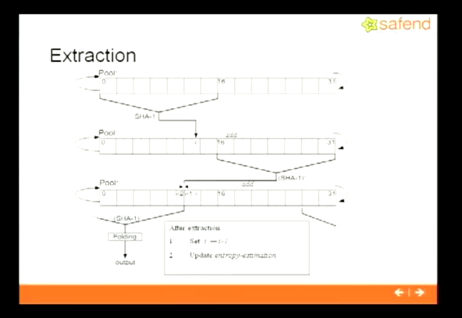Extraction is using SHA-1. And what we do, you can see here the pool that has 32 entries. Each of them is a 32-bit entry. Okay, that's the smallest pool.